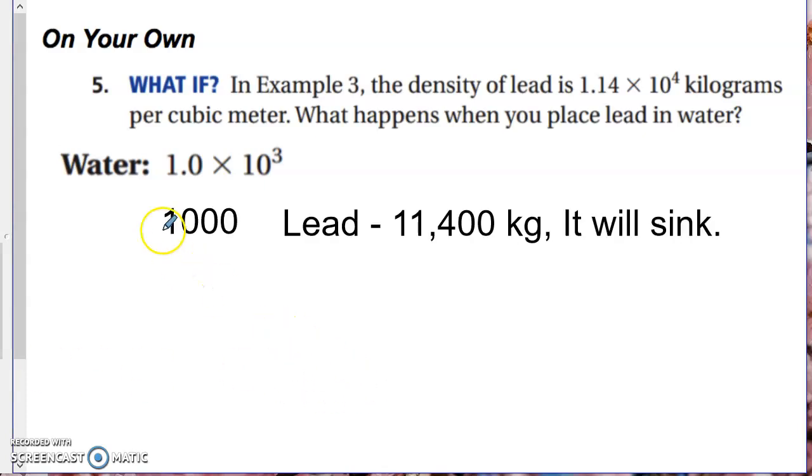All right, to check it, water, of course, has a density of 1,000. Lead, I had to move this decimal 4 places, so that meant I put on 2 zeros. So lead has a density of 11,400 kilograms per cubic meter. So comparing that to water, that is a much greater density, so that is why lead will sink in water.